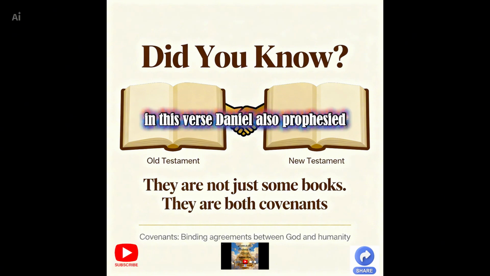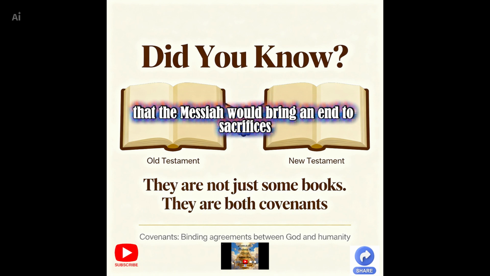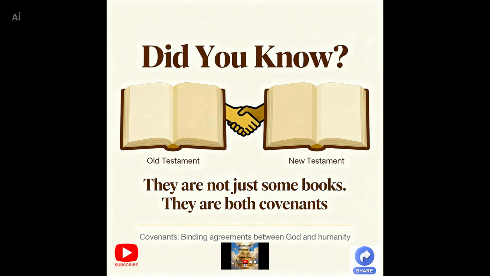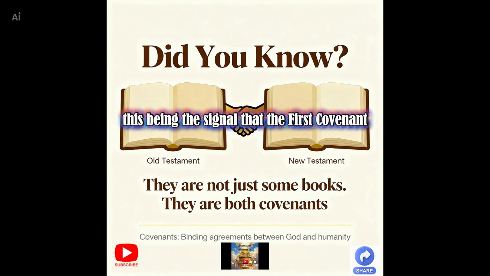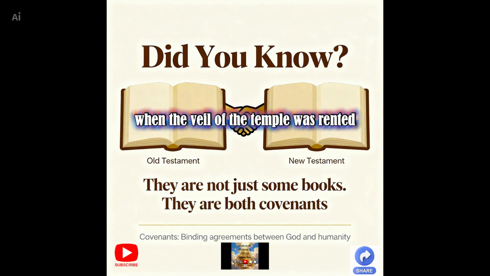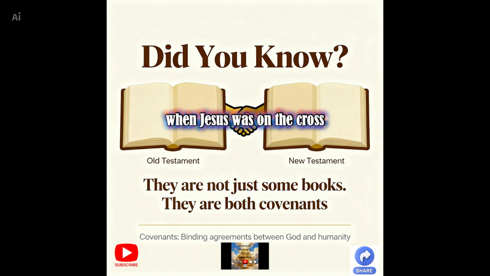In this verse, Daniel also prophesied that the Messiah would bring an end to sacrifices and offering that were made in the First Testament, this being the signal that the first covenant, also known as the Old Testament, would come to an end. This very moment happened when the veil of the temple was rent, when Jesus was on the cross. Jesus himself, in Matthew chapter 26, verses 26 to 28, at the Last Supper, spoke about the New Testament.